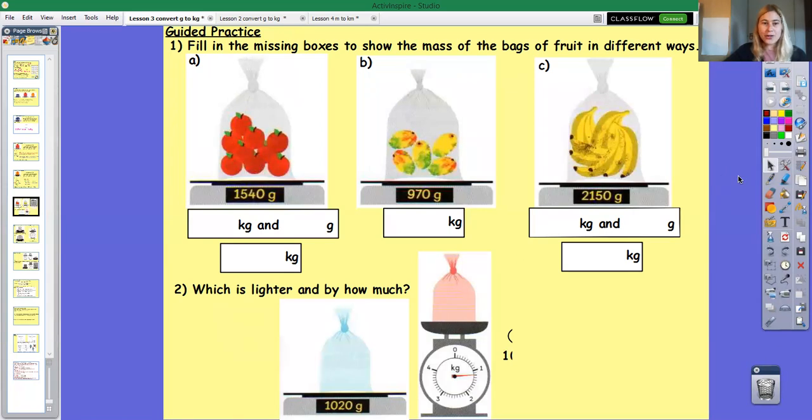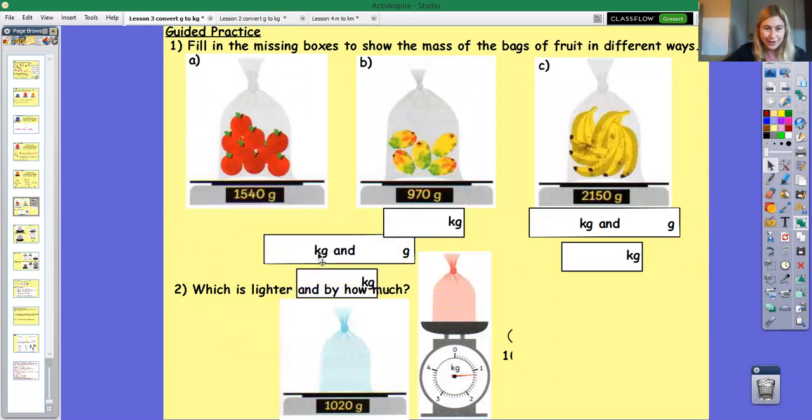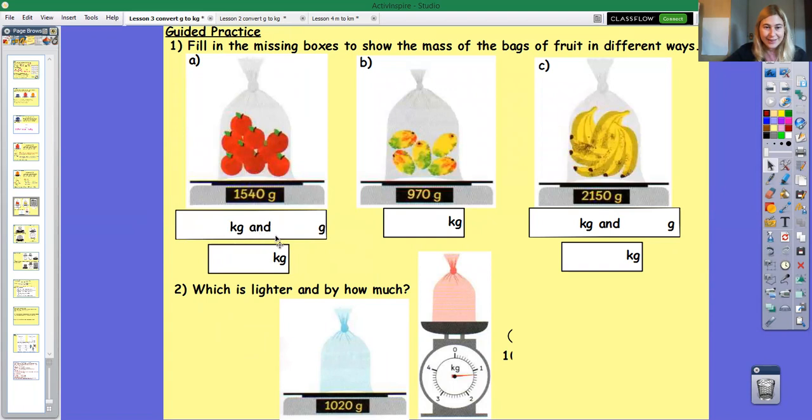Okay, so hopefully you got on really well with that. Now, if we go through these questions, I can see 1,540 grams. I know that that is more than 1 whole kilogram. Ooh, so, sorry, I'm just going to reveal the answers. Oh, I haven't quite done that right. I might just move it slightly. Oh dear, my glitches. There we go.